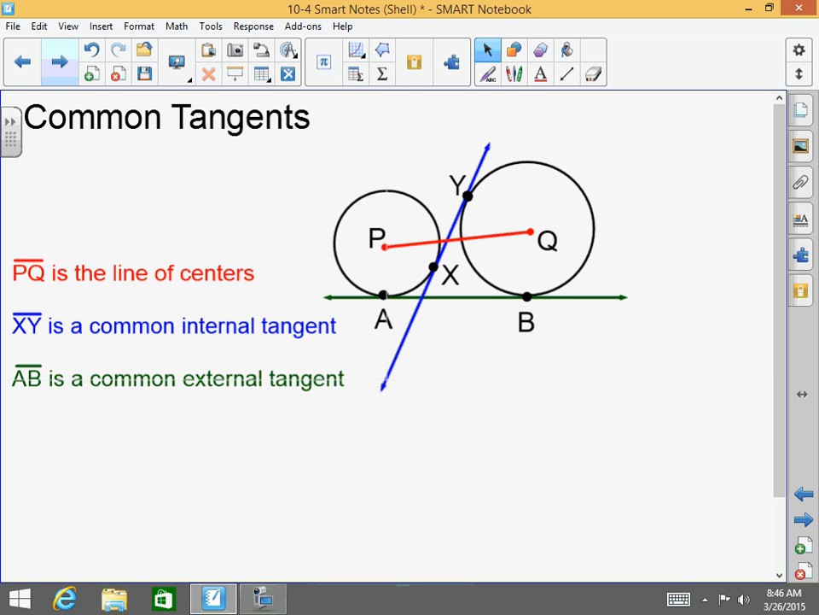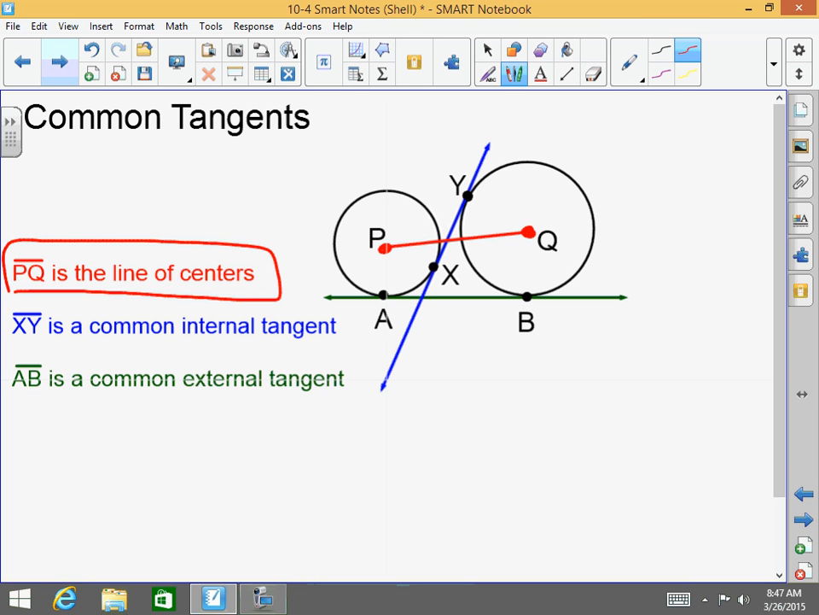Now, common tangents. If you see these two circles here, you have two common tangents. First of all, PQ is the line of centers. When you have the center of circle P and the center of circle Q, and you draw a line that connects these two centers, it is literally called the line of centers. Pretty straightforward.